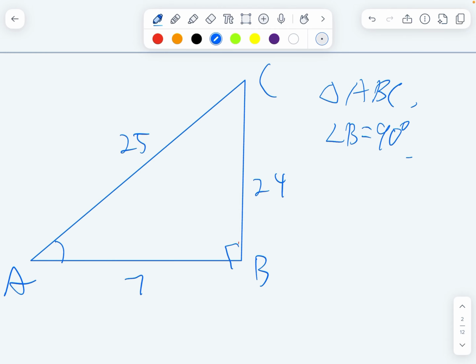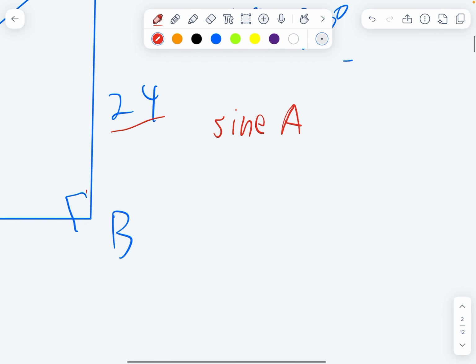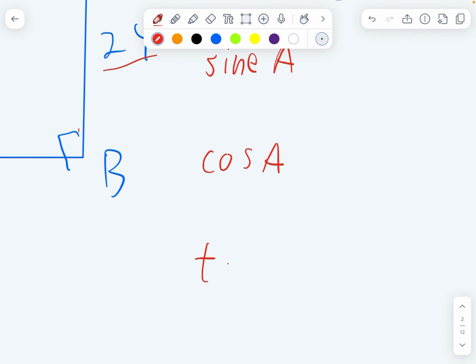And we can check that AB equals 7, AC equals 25, and BC equals 24. So now we need to write out the three ratios: sine A, cosine A, and tangent A.